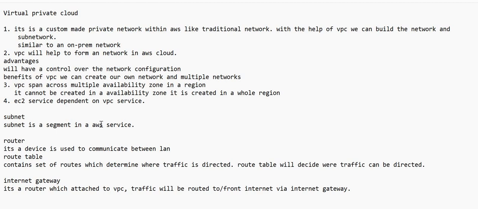Hi. So today we're going to see a virtual private cloud. So what is a virtual private cloud? It is a custom-made private network within AWS. It is like a traditional network. With the help of the VPC, we can build the network and the subnetwork. It is similar to an on-prem network. So the VPC helps to form a network in the AWS cloud.